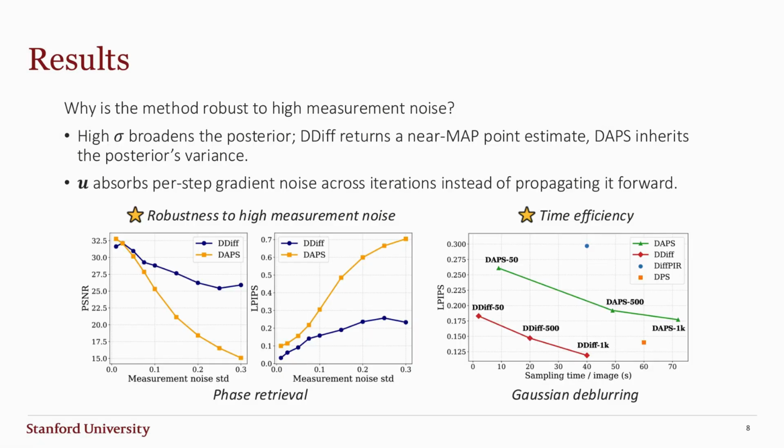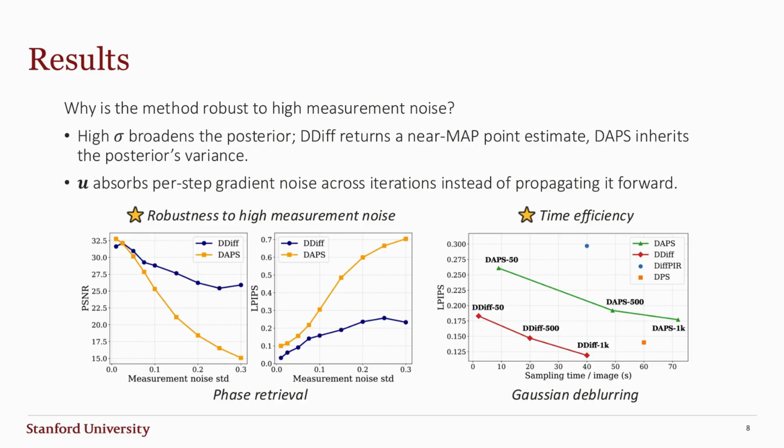DDiff is also robust to high measurement noise. On the left, we show PSNR and LPIPS on phase retrieval as we sweep sigma from 0 to 0.3. DAPS degrades sharply while DDiff stays stable. There are 2 reasons. First, at high sigma, the posterior broadens. DDiff returns a near MAP point estimate, while DAPS inherits the variance of the broadened posterior. Second, u absorbs per-step gradient noise across iterations instead of propagating it forward.